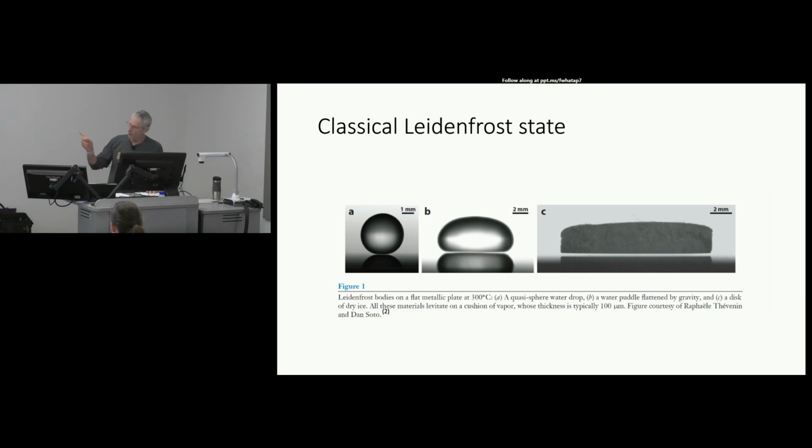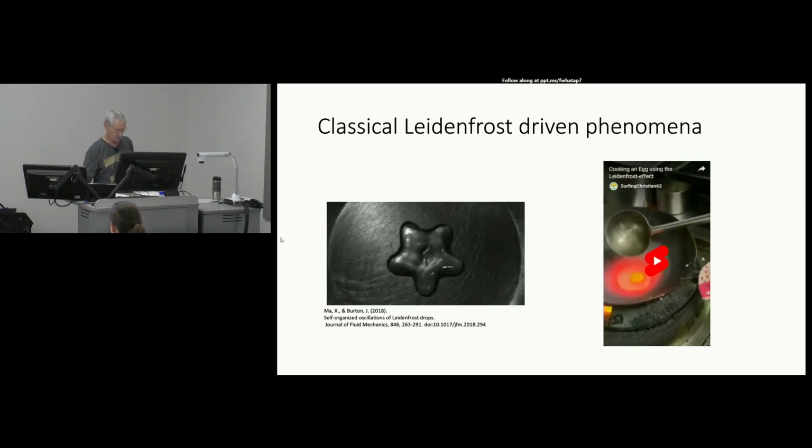And on the right-hand side, they just show a small disk of dry ice, and you're actually getting the same effect, but instead of via vaporization, you're getting sublimation to create that vapor layer. Oh, and I did not mention, but I will, that layer on the bottom for the thermally driven Leidenfrost effect has a characteristic thickness of about 100 micrometers.